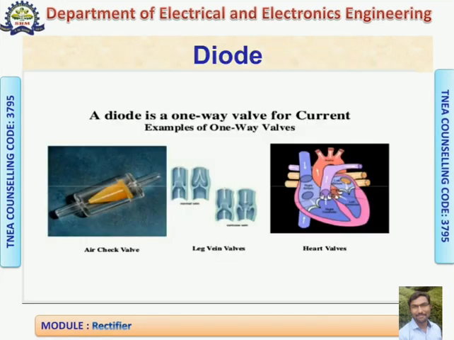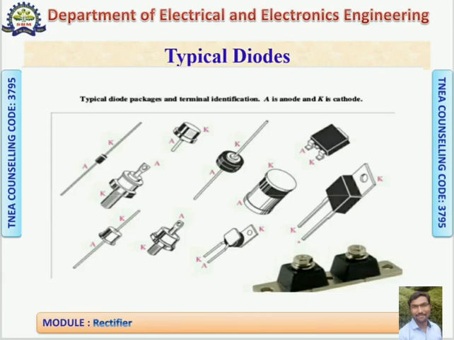Now, let us know what is meant by a diode. A diode is a one-way valve for current. It can be explained easily with examples like a gas valve, leg vein valve, or heart valve. A typical diode will have two terminals, anode and cathode. The diode packages and their identification are as shown in the figure.